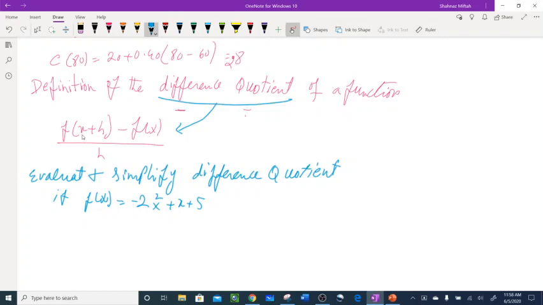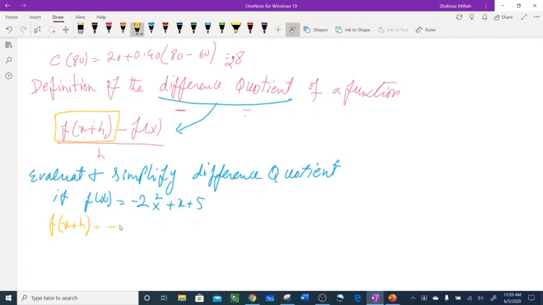Okay, pay close attention. I need this portion first. How would I figure it out? I'm going to use this formula up here, but before I plug in the formula, I need this first, and the h is going to stay as an h. x plus h means this whole thing is an x. So wherever I see x in the function, I'm going to replace it with x plus h. So let's try that first. Wherever I see x, I'm replacing it with x plus h.